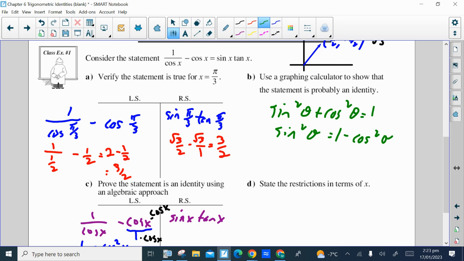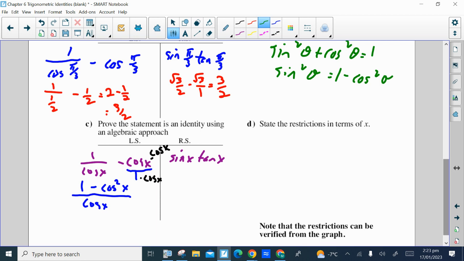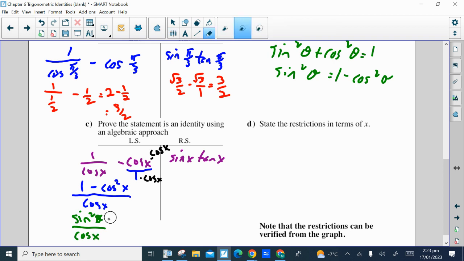I'm going to use this one lots. The Pythagorean identity, especially that original one, sine squared theta plus cos squared theta equals 1, I'm going to use that one lots, which we are here because 1 minus cos squared theta is equal to sine squared theta, or x, over cosine of x.